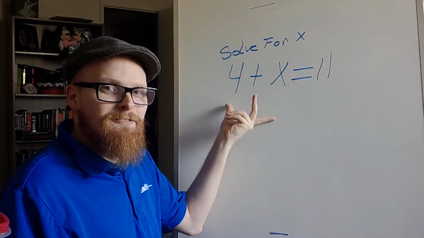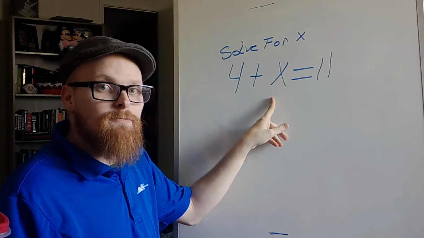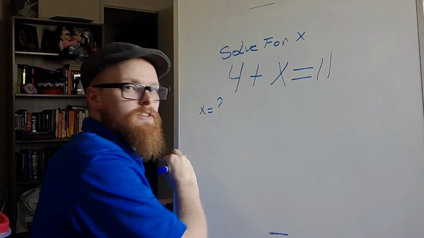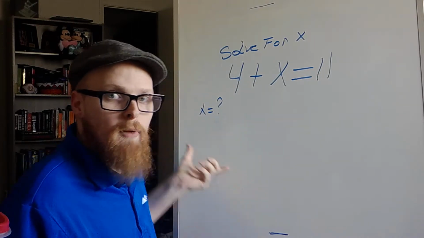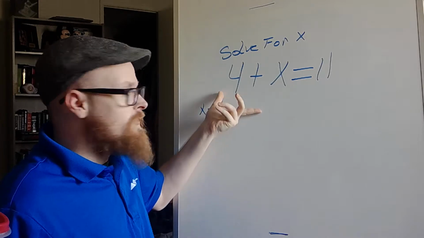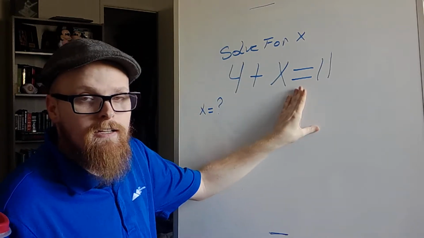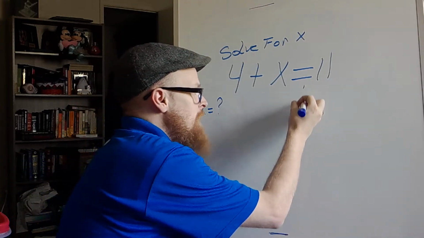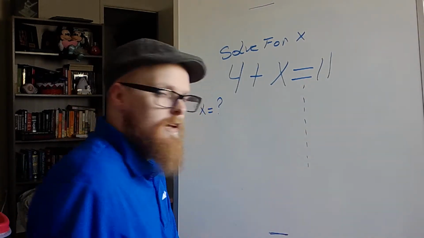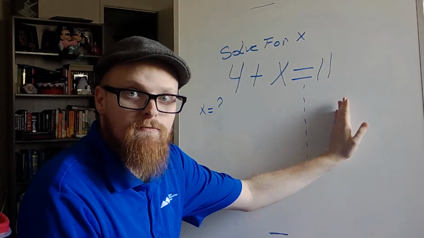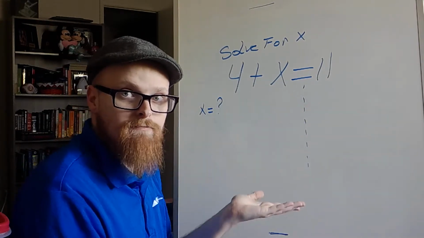In this case, we're solving for x. We want to find out what x equals. That's what we want to know. When we're working on equations, we always treat our equal sign like a mirror. Remember with fractions, anything I did on the top, I had to do on the bottom. In this case, anything I do to one side, I have to do to the other, and it gets mirrored on the other side.